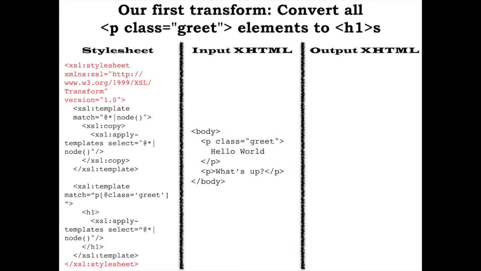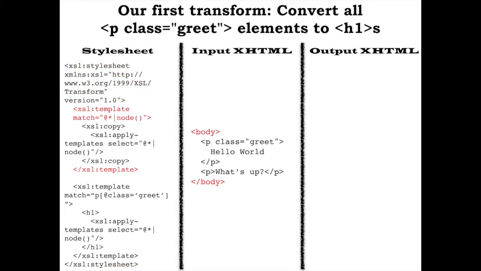So let's just walk through. I'm going to walk through a little faster this time because I think you got the gist from the last time. How would this actual template work? So here again is similar input. I've added an additional paragraph here just so that you can see the difference between how P class greet is treated and how regular Ps are treated. Let's see what happens as we run the style sheet.